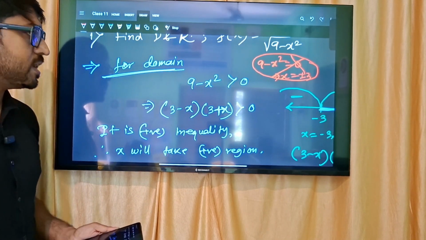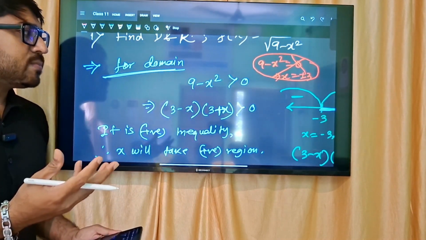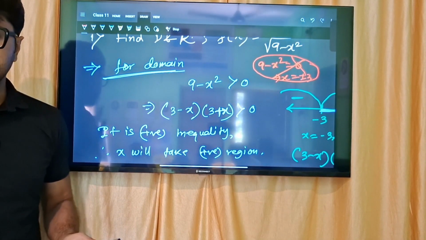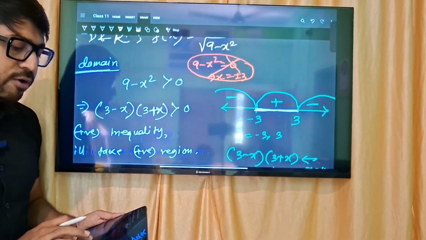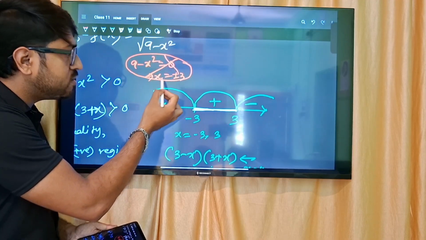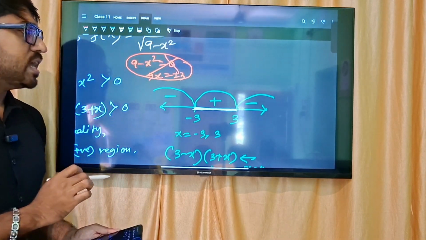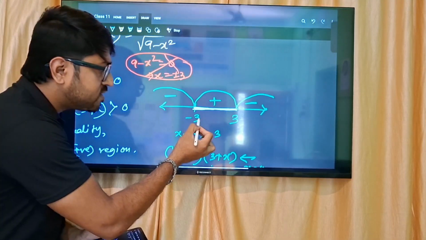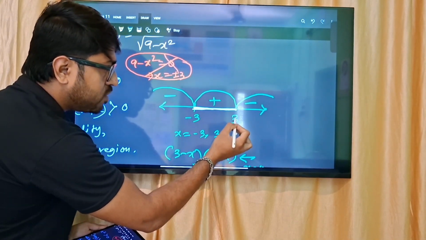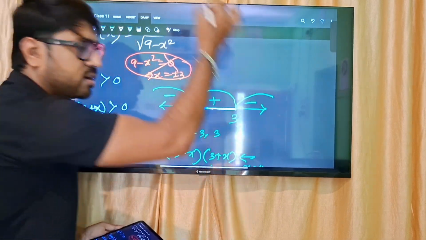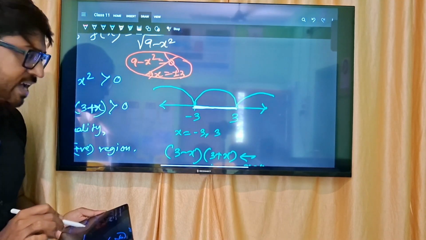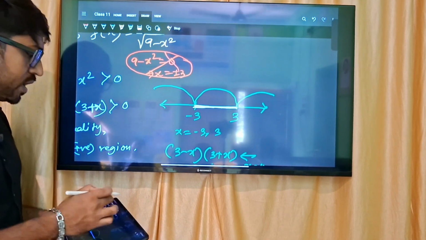Conceptually, I cannot get the value of x directly, so there should be a certain rule by which we can find the value of x. The rule is the method of interval. When you have seen that 9 minus x square is equal to 0, then x equals plus minus 3. That means x has two critical values, one is minus 3 and another is plus 3. You will put minus 3 and plus 3 over here, then make regions in that manner. Forget about positive and negative right now.